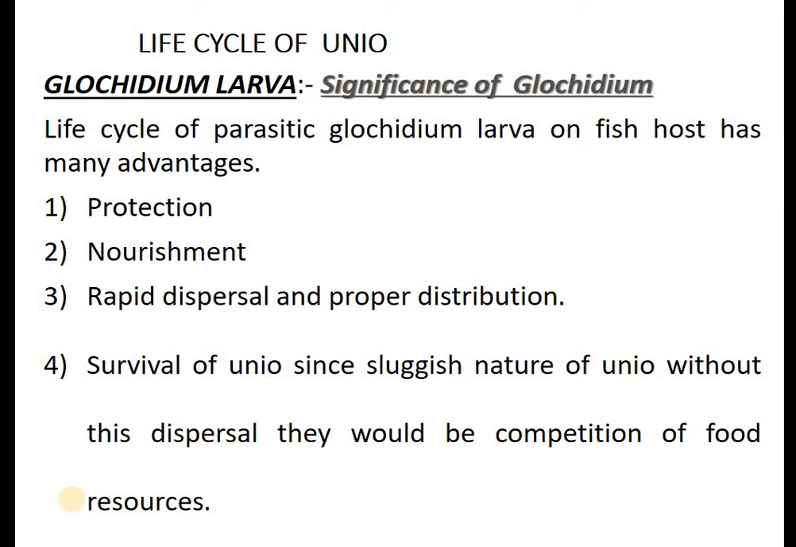Third is the rapid dispersal and proper distribution. Here the Unio is a sluggish, slow moving animal. It is found in a particular region. So therefore, whenever this glochidium larva is attached to the fish, the fish keeps on moving to far off places, and therefore there is a proper distribution of the animal. Survival of the Unio is also very important, because the animal is sedentary, sluggish and slow moving. Without this dispersal, there would be competition for food resources in a particular region. So to reduce the competition for food resources, this formation of glochidium larvae becomes very important.